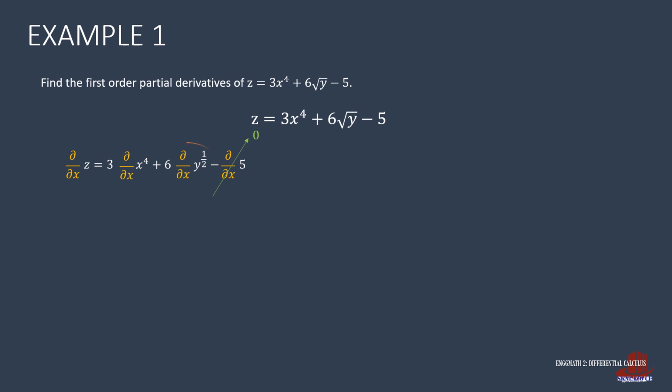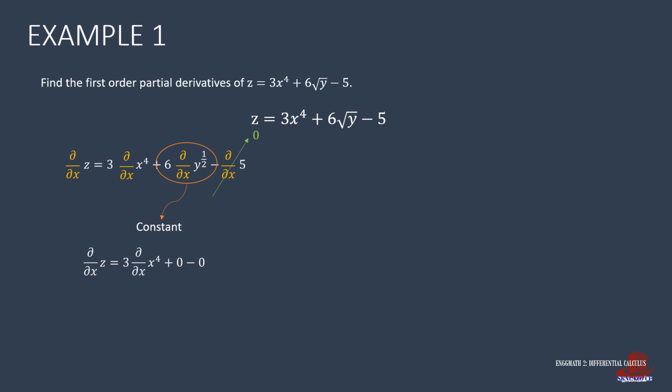The next term to focus on is the second term because it has 6y raised to 1/2, and we need to take its derivative with respect to x. The term is taken as a constant as they have different variables. Thus, this is also taken as 0. So the reduced function becomes the partial derivative of z with respect to x as 3 times the partial derivative of x raised to 4 with respect to x plus 0 minus 0.